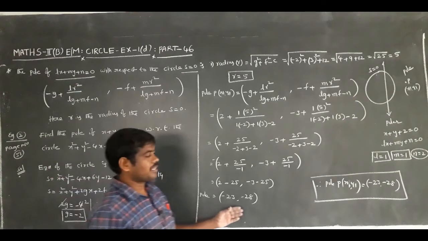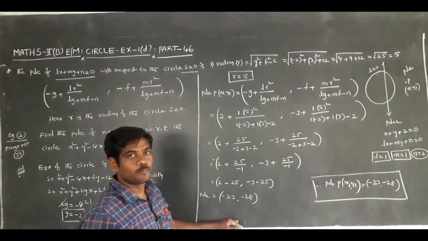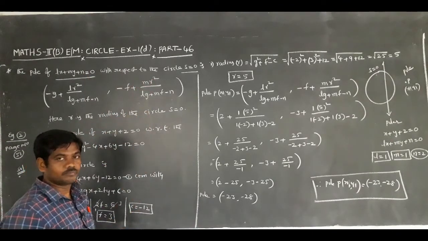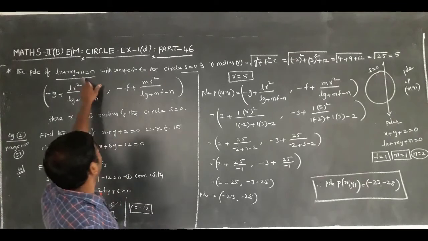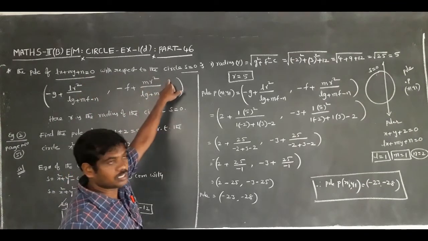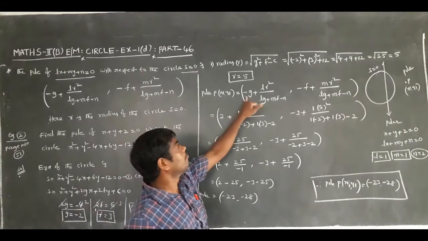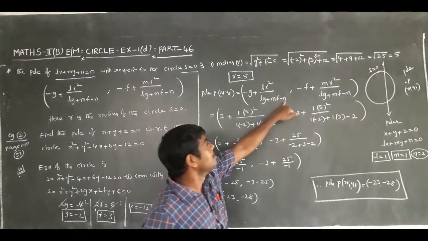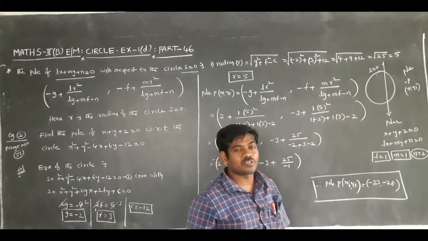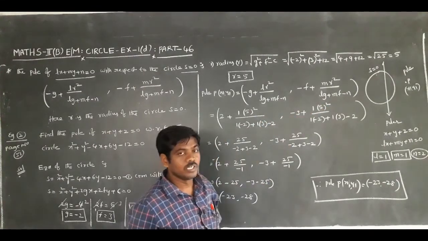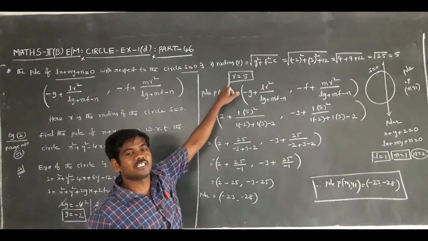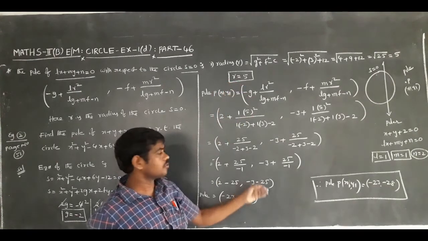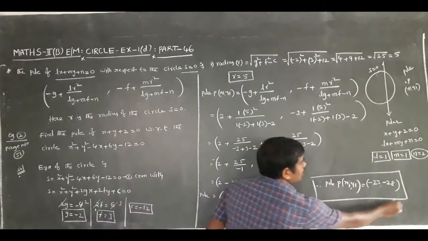This is the process for finding the pole of a line with respect to the circle. Here, using the formula (minus g plus L r square by Lg plus Mf minus n, minus f plus M r square by Lg plus Mf minus n), first of all we find the radius of the circle, substitute all values and simplify. This is the pole.